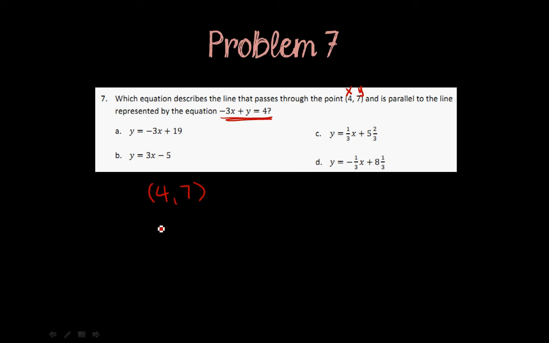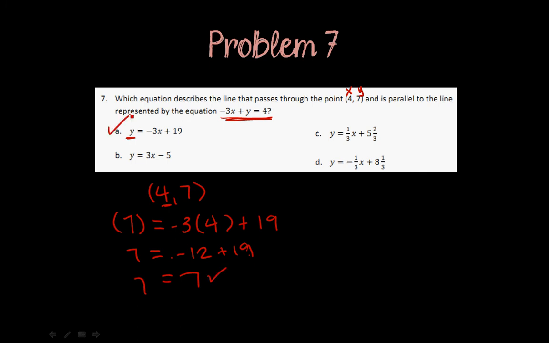So for example, if we look at A, I'm going to write it out with parentheses first, and I'm going to plug in a 7 in place of the y and a 4 in place of the x. So 7 equals negative 12 plus 19, which equals 7. So that works. A could work. Let's look at the next one.